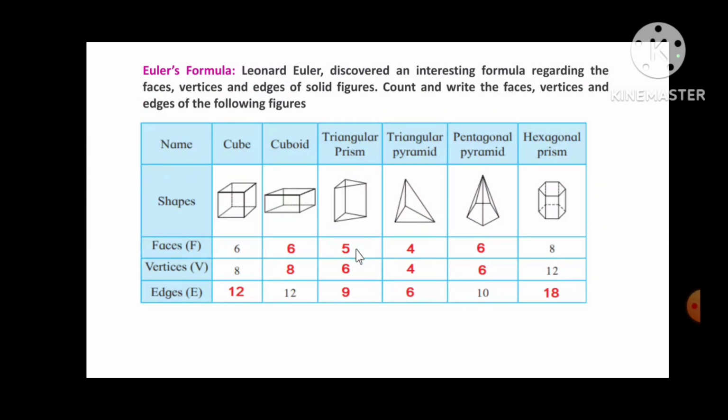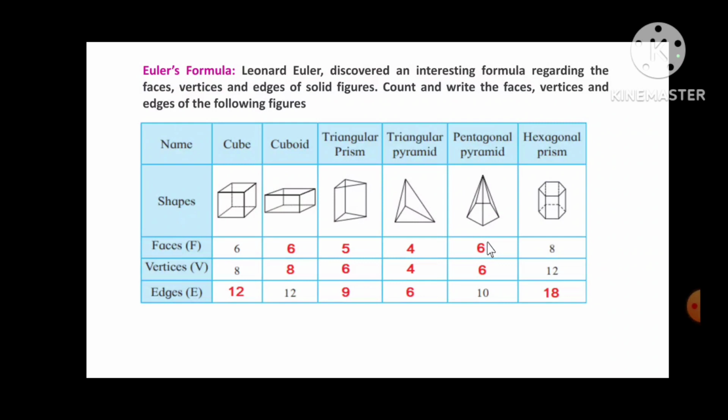For the triangular prism, 5 are the faces, vertices 6, and 9 are the edges. Again 6 plus 5 is 11, 9 plus 2 is 11. For the triangular pyramid, 4 are the faces, 4 are the vertices, and 6 are the edges. You come to know from these 3 and these 3, 6 edges, vertices 4, 1, 2, 3, and this middle one 4, faces 1, 2, 3, and the below one 4. So 4 plus 4 is 8, 6 plus 2 is 8.